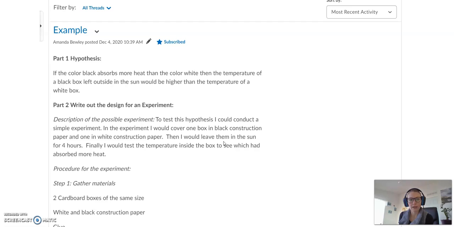Again, part 1 is your hypothesis. Part 2, write out the design for the experiment. You are not actually doing the lab, you're just writing it out.